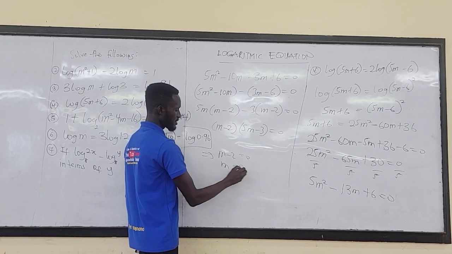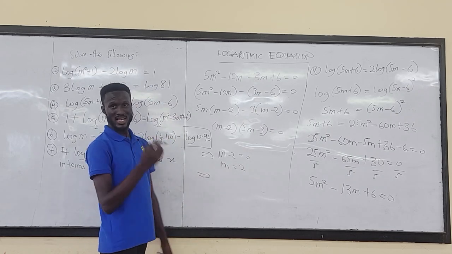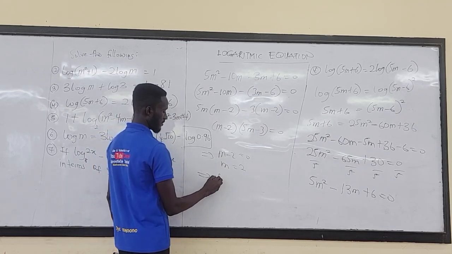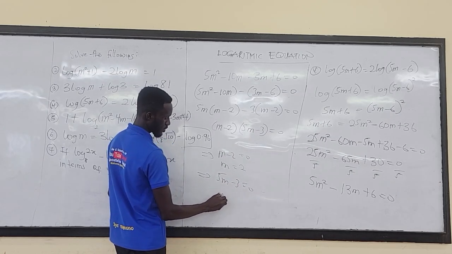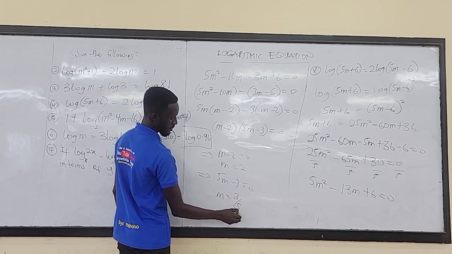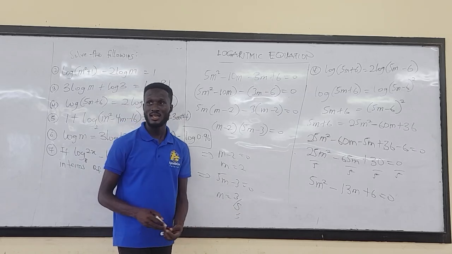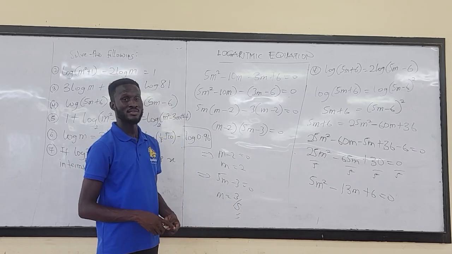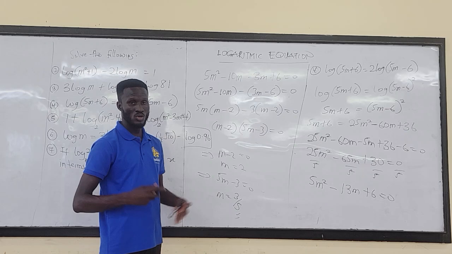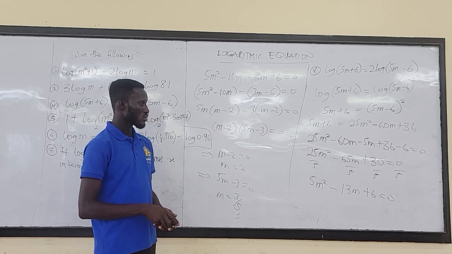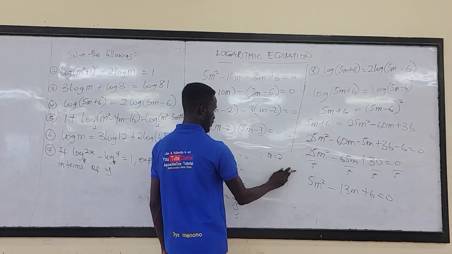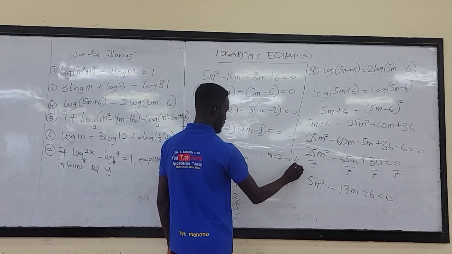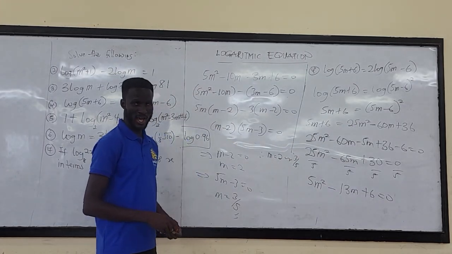We are going to get m is equal to 2. Then we consider the second bracket, this one, 5m minus 3 equal to 0. m will be equal to 3 over 5. Now we are getting two answers for m and they are all positive, yes. So since they are all positive, you don't have to think about it, you have the answer. So the answer for m is m is equal to 2 or 3 over 5. So m is 2 or 3 over 5.